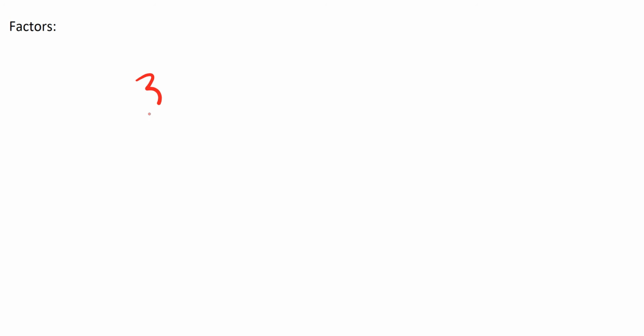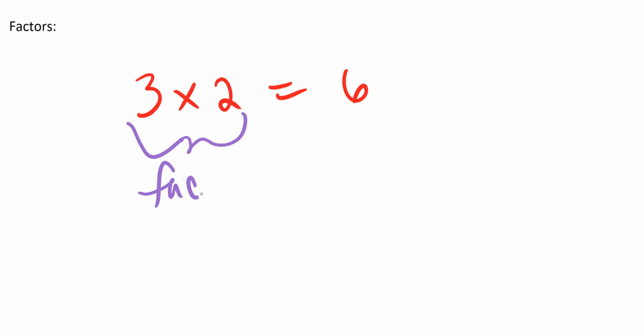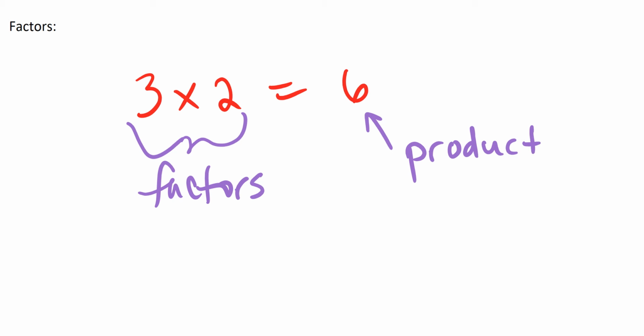So if I have 3 and 2 multiplied, we know that equals 6. So these are called the factors because they're the ones being multiplied. And then 6 is called the product, the answer to a multiplication. So what we're going to do is find factors. And then we're going to find something called the greatest common factor.